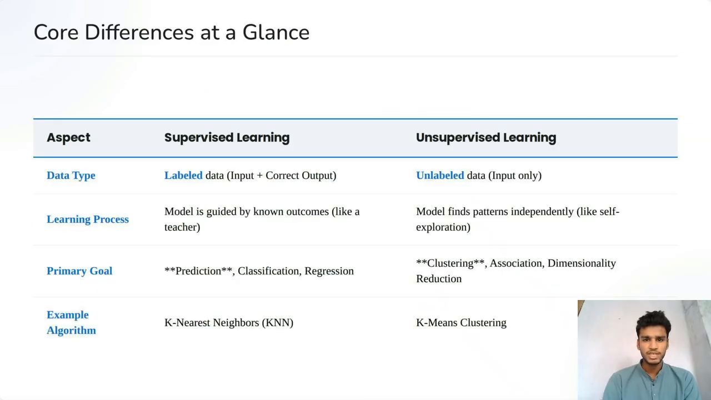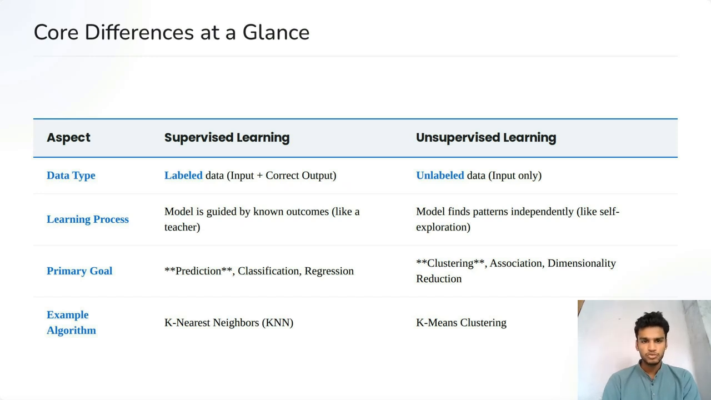Differences between supervised learning and unsupervised learning. Data type: supervised learning uses labeled data and unsupervised learning uses unlabeled data. Learning process: in supervised learning, a model is guided by known outcomes, like a teacher. In unsupervised learning, the model finds patterns independently, like self-exploration.